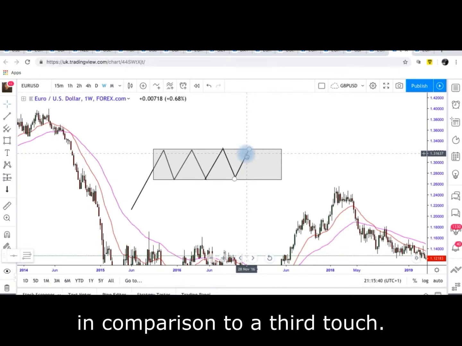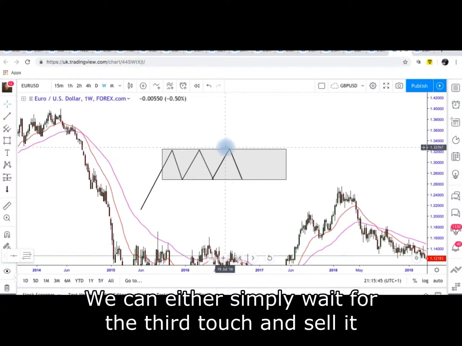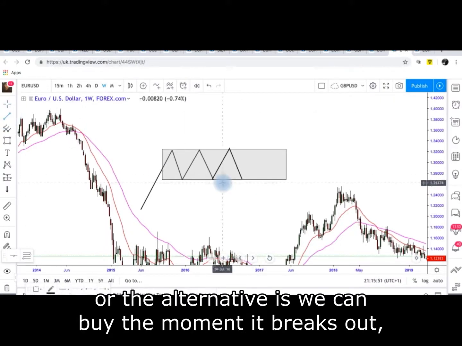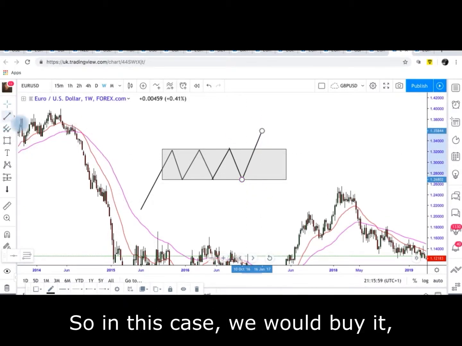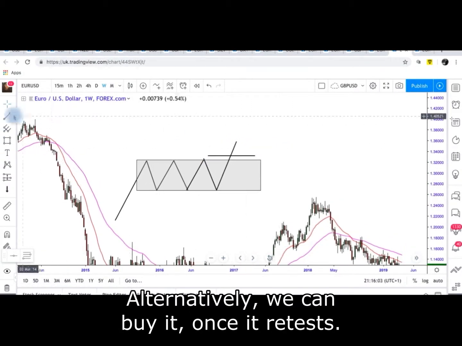So generally speaking, we don't tend to trade the fourth touch just because our chances are much lower in comparison to a third touch. Like I said, there are three ways to trade this. We can either wait for the third touch and sell it, and wait for the third touch and buy it, or we can buy it the moment it breaks out, or for example sell it the moment it breaks out. In this case we would buy it the moment it breaks out of the range, or alternatively we can buy it once it retests.